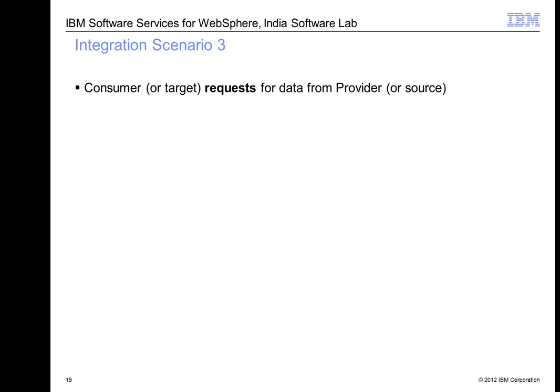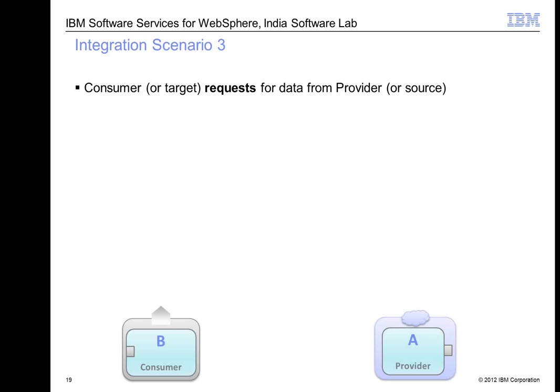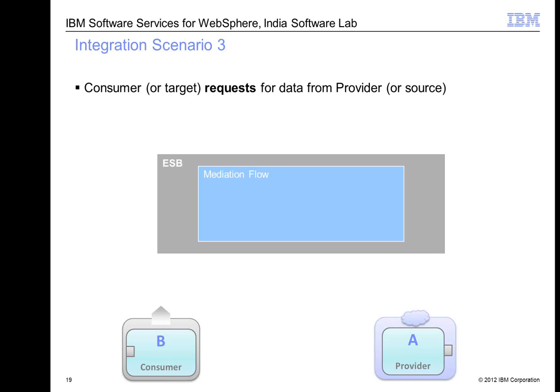And as you can see, in this case, B is in a mode where it is going to call the service, and A is in a mode where it's going to expose the web service for someone to come and get the data. So as part of the flow, the enterprise service bus has a mediation flow. Step 1, consumer or B will call the web service of mediation flow and request for the information.